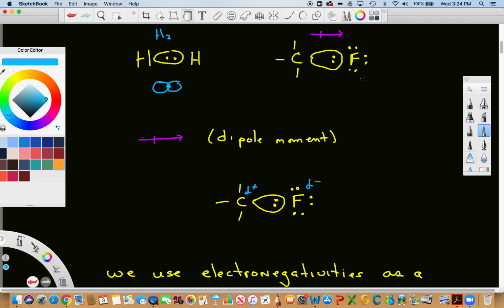And we use this arrow called a dipole moment to show the direction of the electrons. In other words, if you look at the arrow, it is pointing towards the fluoride, which means then the electrons will be closer to the fluoride than the carbon. That is, like I said, known as a dipole moment. It is given the symbol mu.